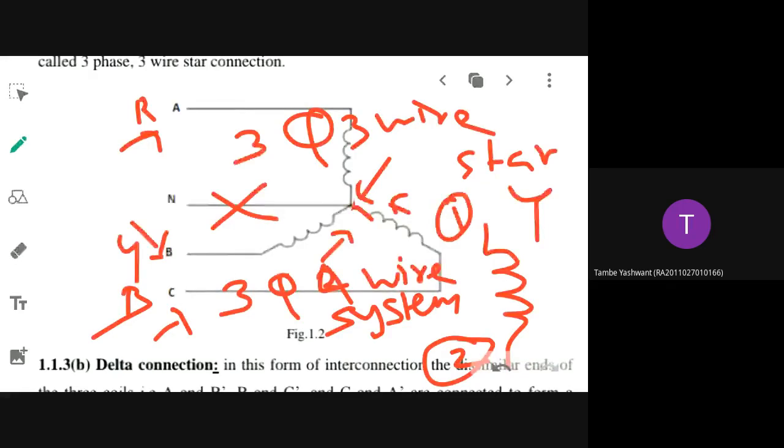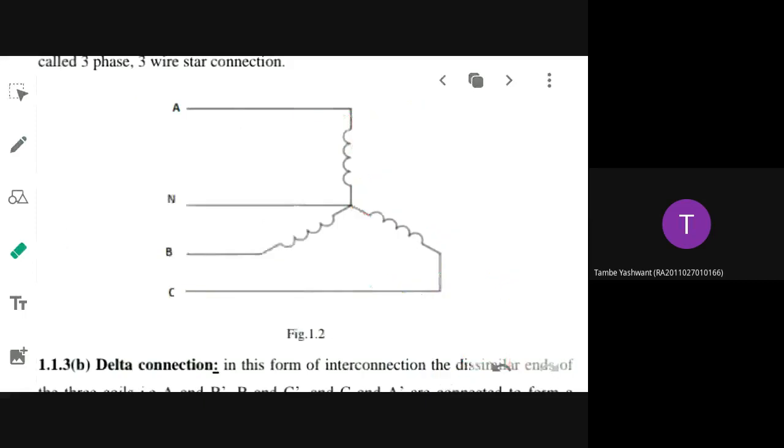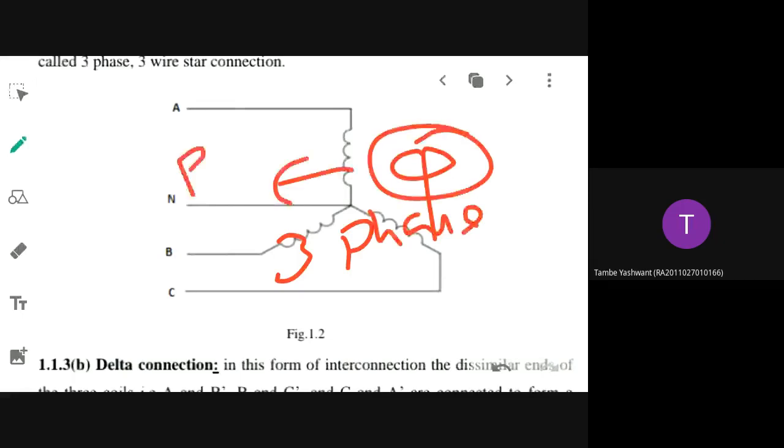Ma'am, what is that symbol? It is a symbolic representation for phase. This is 3-phase. Okay, ma'am.